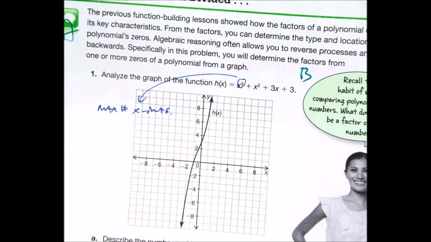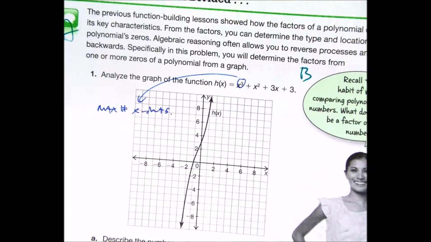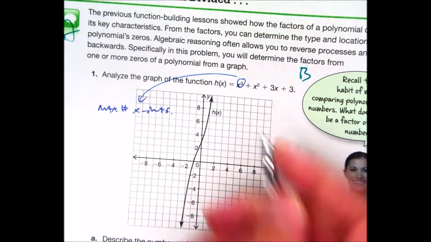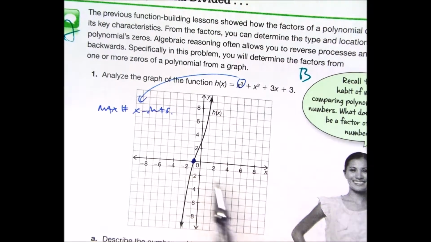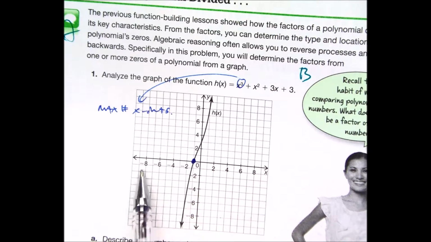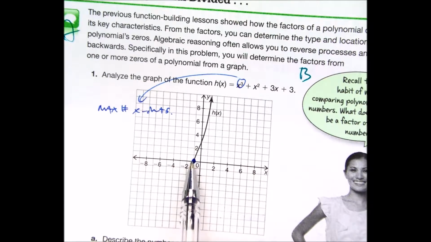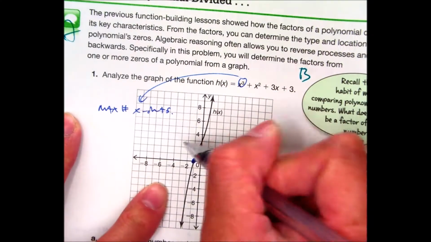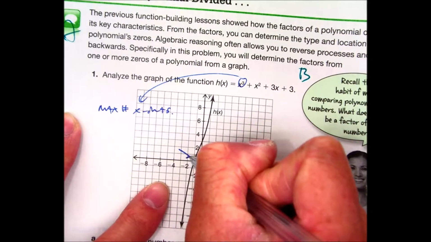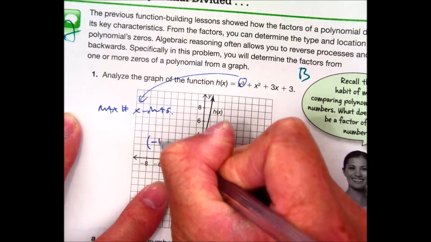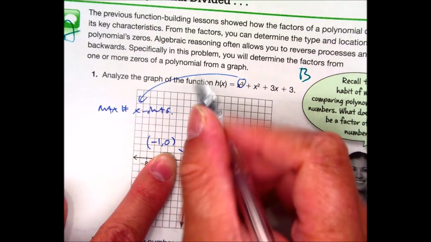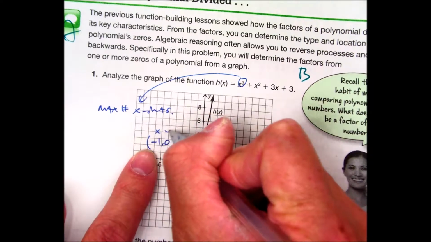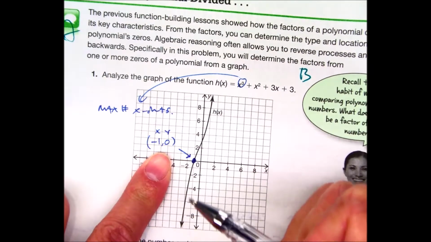So the question is, describe the number and types of zeros. So what does that word zero come from? If you pick here, there is your x-intercept because it's crossing the x-axis. That has an ordered pair of what, class? What's the ordered pair? -1, 0. Because an x-intercept has its y value as 0, they call that zeros.